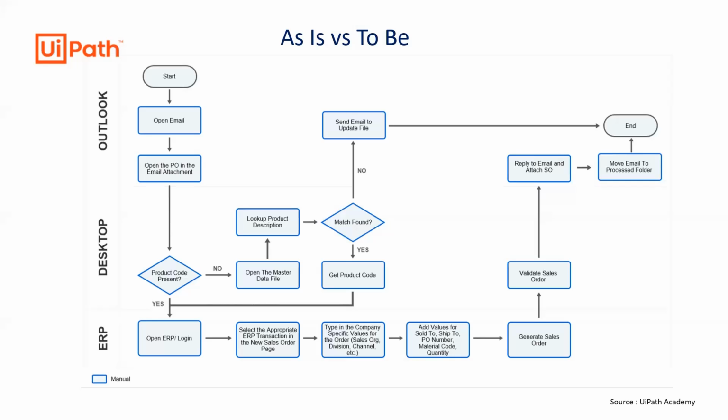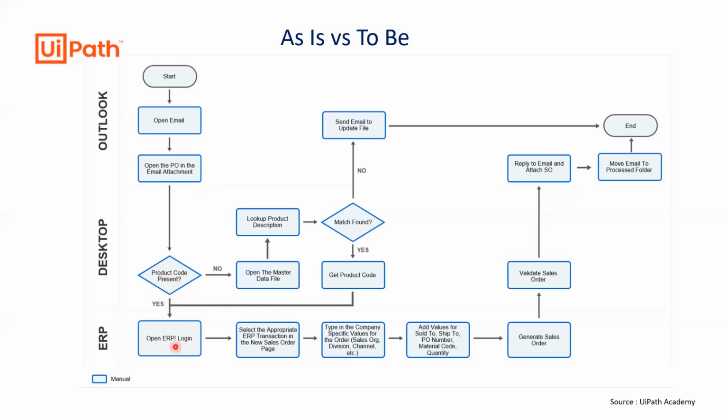So what you are looking at on the screen is, let's say, a typical business process. I have just got it from UiPath Academy, right? This is a process. Just try to understand this. The process starts, you open the email. In the email, you would have an attachment. PO means a purchase order. All the emails will have something which is called an attachment. Now, in the attachment, you have to check if the product code is present or not. The happy scenario is yes, the product code is present.